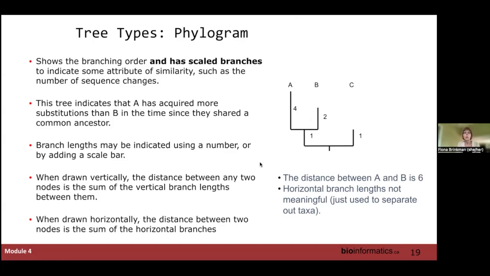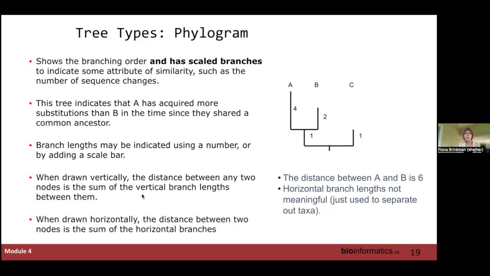And so when drawn vertically, the distance between any two nodes is the sum of the vertical branches. So if you want to find the distance between A and B, it's 6. You just add up 4 and 2. You're not looking at horizontal branches. That's not meaningful. If you want to look at the distance between B and C, let's see if you can think what you would do here. You would do 2 plus 1 plus 1, right? Which is 4, right? So B and C technically is a little bit more closely related than B and A is, even though they have a shared ancestor.